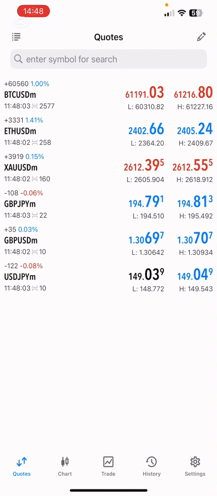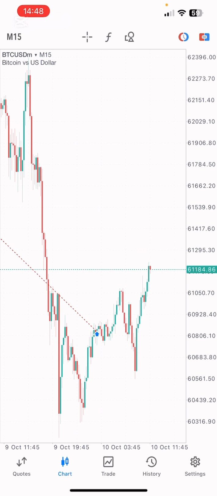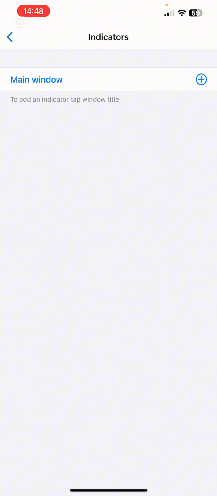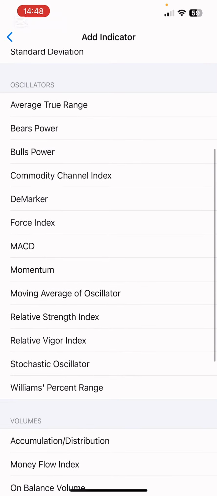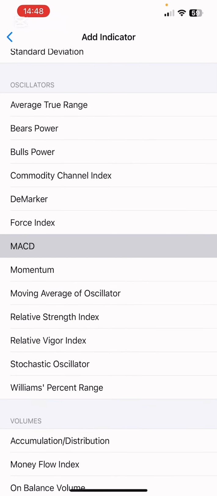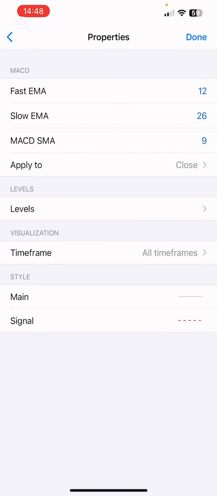So the fourth strategy is also very easy, and I'll recommend you guys start with this if you're a beginner. This is the MACD strategy, the moving average convergence divergence strategy. To set it up, you come again to the indicator area, you tap this main window. We are going to look for MACD. You scroll down under oscillators, you are going to see MACD. This area you click. So we have the properties.